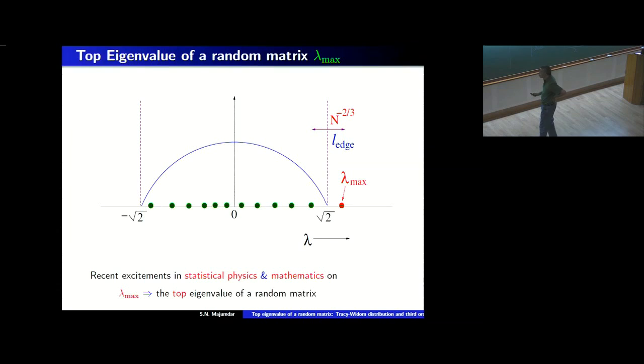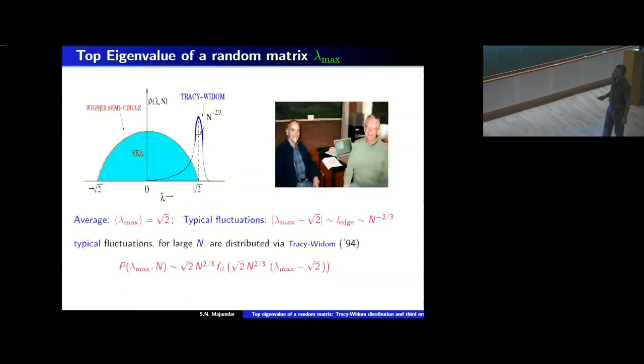So if I look at the largest eigenvalue from each sample, it's a random variable, and it's going to fluctuate from sample to sample. Its average value is going to be root 2, which is the edge of the Wigner semicircular law. And we have just seen that its typical fluctuations should be on a scale of order n to the power minus 2/3. So this much is fine, but we want to know what is the real distribution of this lambda max on this scale. So the average is root 2, and the typical fluctuation is n to the power minus 2/3.